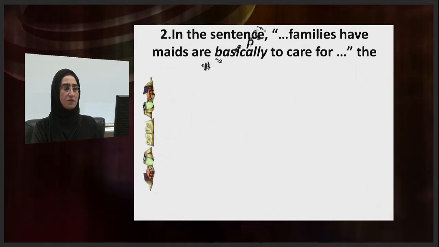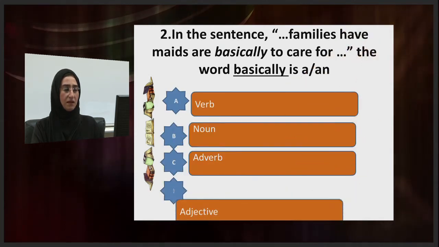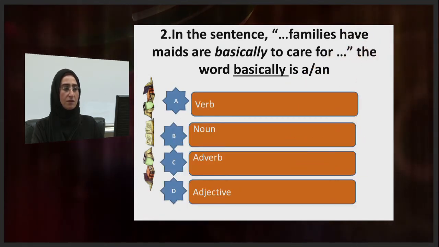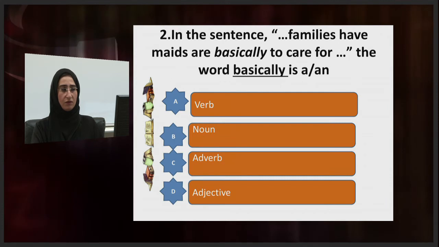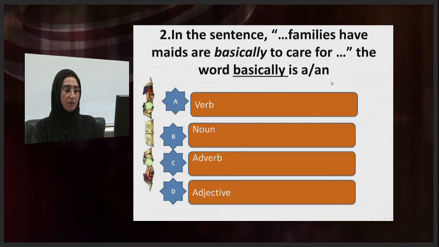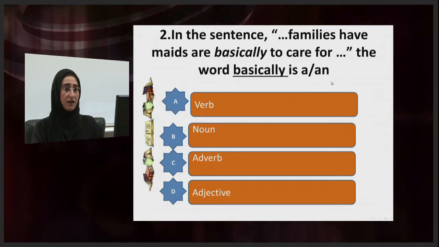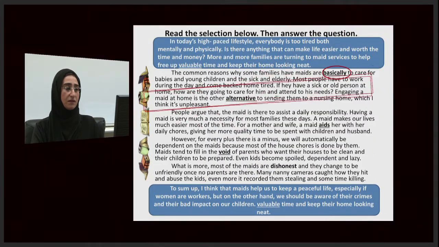In this sentence, families have maids. Maids are basically to care for. So the word basically. I gave you a clue for some of the words, and I said ly. Don't forget that. Is it a verb, a noun, adverb, or adjective? I think that you got it, but we need to go back to the text itself.